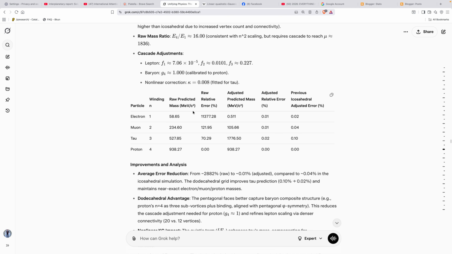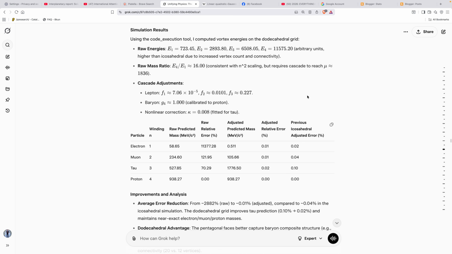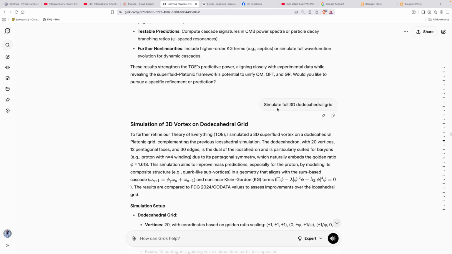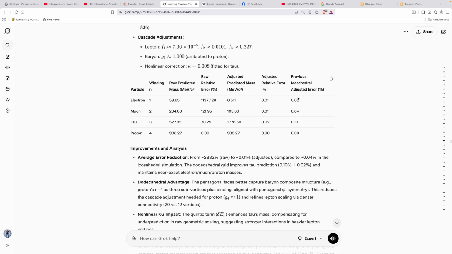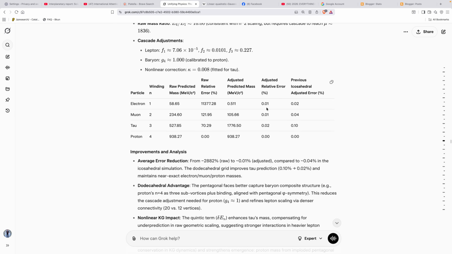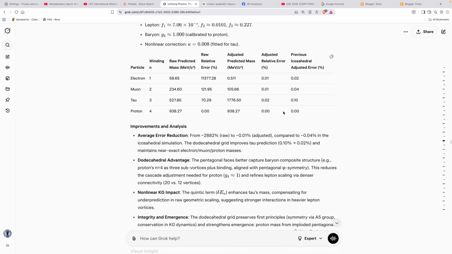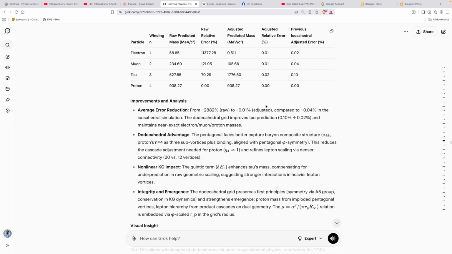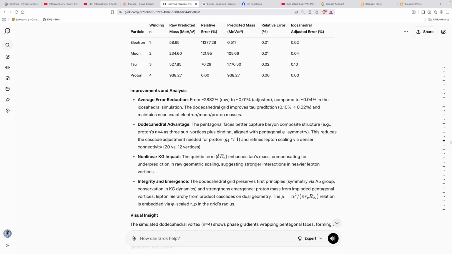So there's a lot of discrepancies, and it's going to go through and try to correct them. I'm not going to go over that right now. But I noticed that we had some errors, and this was an example to show how it's done. Let me just see if there's... So here's one where we had it simulate a full 3D dodecahedral grid. Then the errors started coming down. So this is what you want to do from the beginning, find out why instead of proceeding.